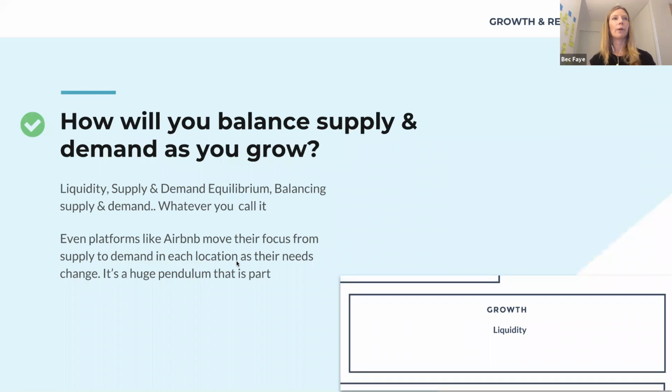Now, how will you balance supply and demand as you grow? This is always the magic question, and there are many strategies out there as to how you can grow either your supply or your demand, and it is always a tricky balance. And even platforms like Airbnb still sway their focus from supply to demand in each location as their needs change, and it's a big part of being a marketplace. It's essentially like a huge pendulum. It's all part of the journey, essentially, all part of the fun.